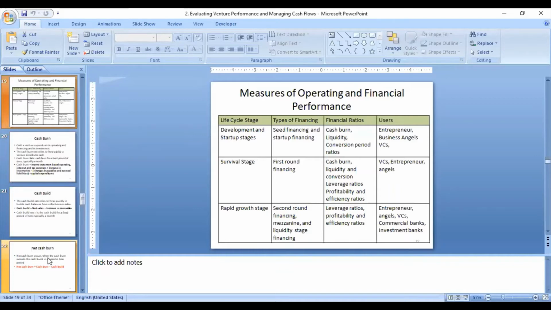At the development stage, you can't calculate the leverage ratio, because at the development stage there is no debt financing. Sometimes at the survival stage also, there is no debt financing. Therefore, there is no point in calculating the leverage ratio. Likewise, at the different stages, different ratios we have to apply to get some information and also provide it to the other parties. That is the point.